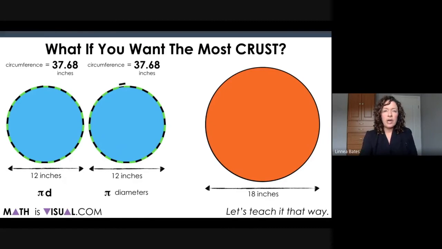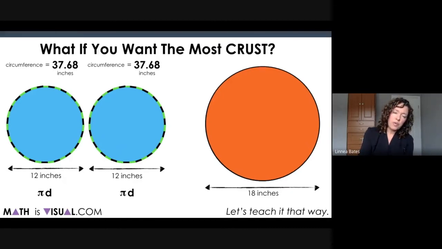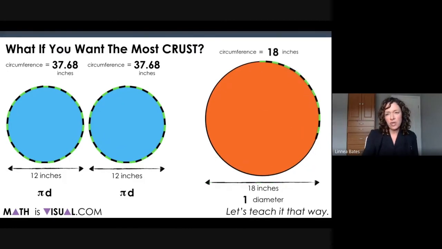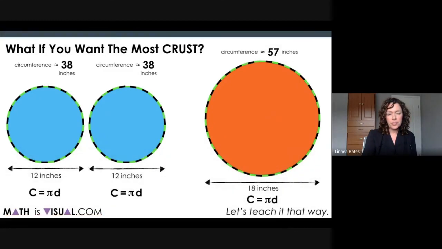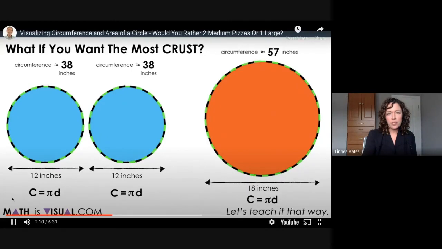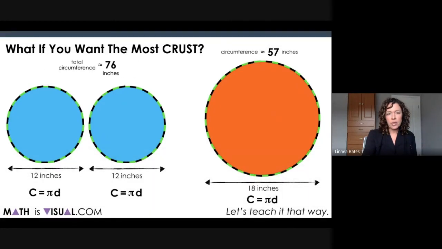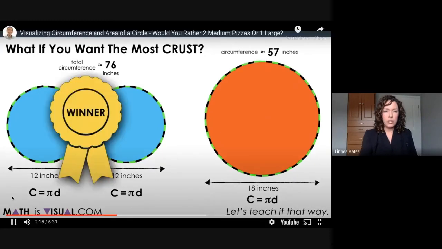You can see very clearly how they're using the visual there of 3.14 groups of the diameter making up the circumference and using that pi symbol. Then doing the same with the larger pizza. And then, of course, showing which one is clearly the winner in terms of which one has more crust.